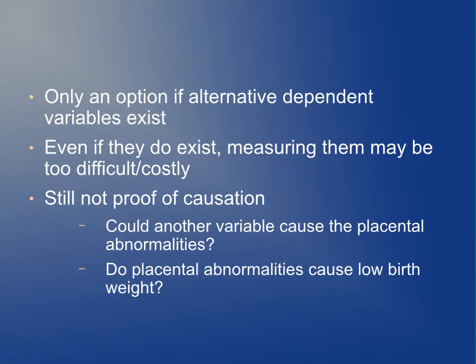This is helpful, but first of all, an alternative dependent variable has to exist, and even if it does, it can be costly and time consuming to measure. It's still not conclusive proof of causation. Maybe there's another variable like alcohol use that causes both the placental abnormalities and the low birth weight, and is it necessarily clear that placental abnormalities are going to be associated with low birth weight? That would also have to be established.